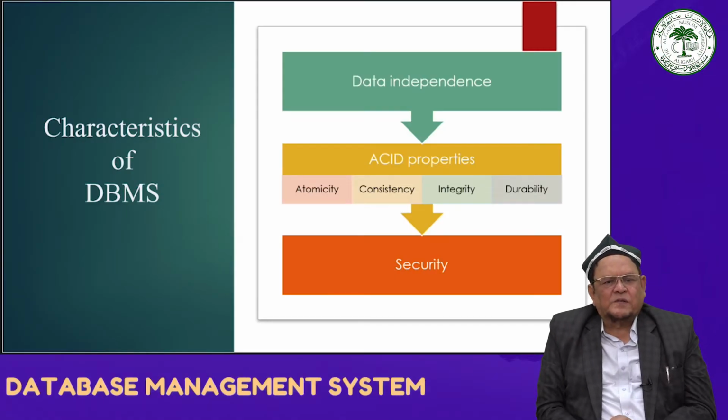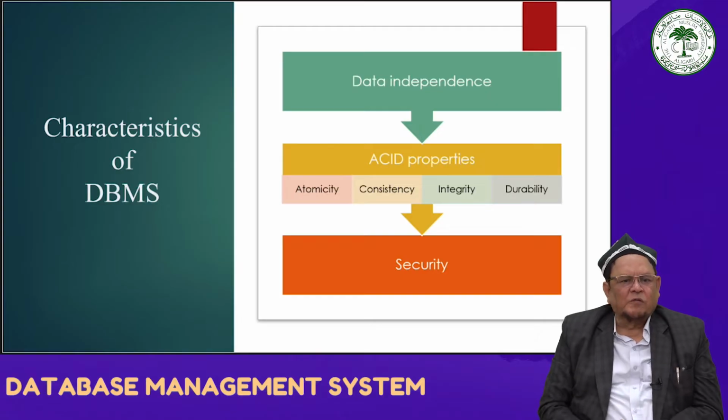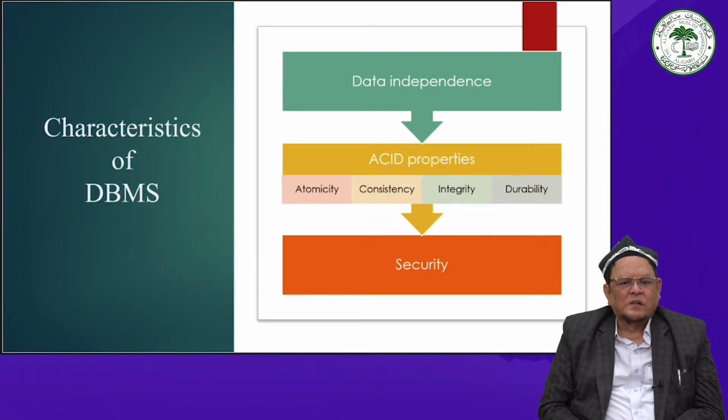Characteristics of database management systems. Some well-known characteristics of the system are data independence. There are two types of data independence: logical independence and physical independence. Logical independence: changes in the logical structure do not affect the application program.